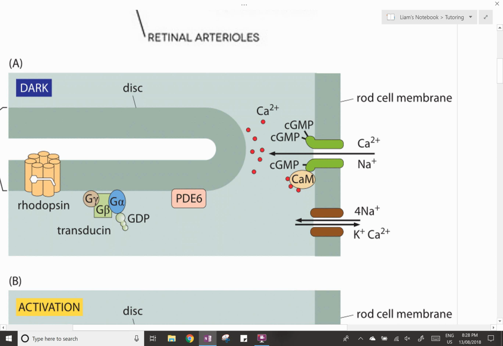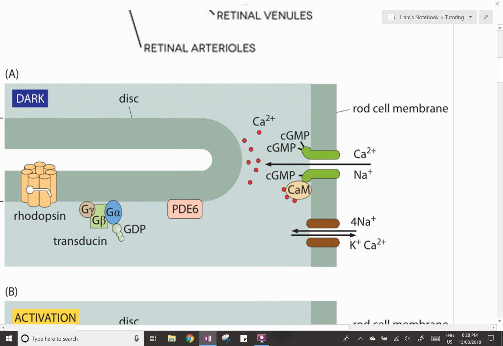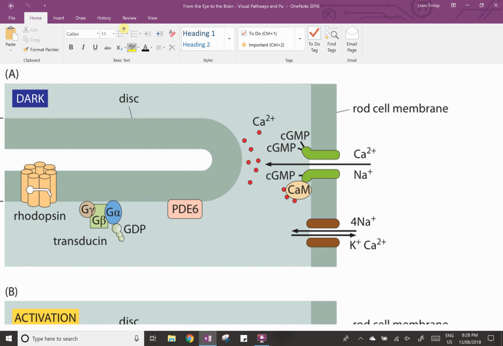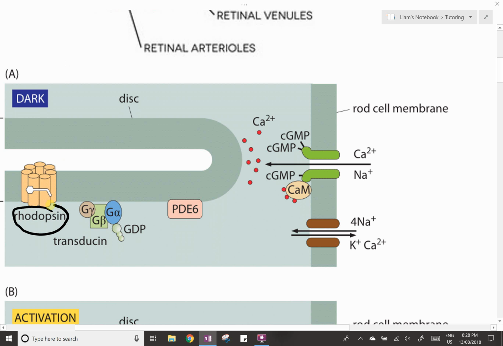This is what's happening when you're sitting in a dark room. Now, funnily enough, your nerve cells in a dark room are actually constantly firing, and it's the absence of firing which will result in an action potential essentially going. So first of all, we're going to talk about what's happening in rhodopsin. So this bit here, let me change pens. Cool. So rhodopsin here, this is the protein that's involved in detecting light.